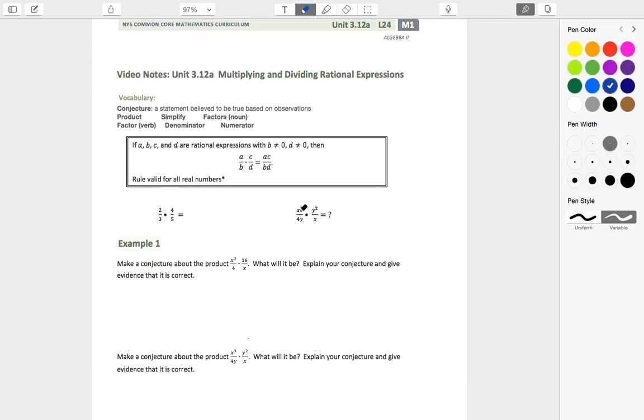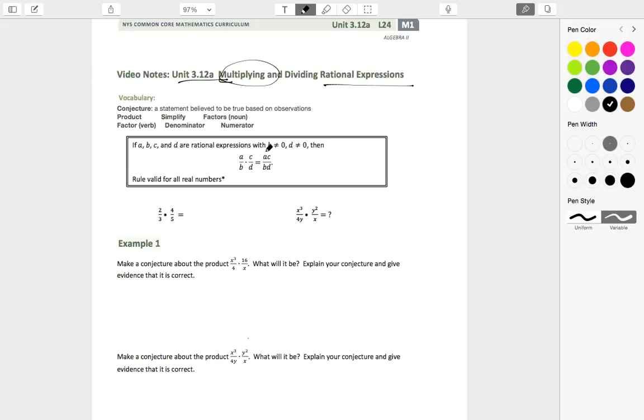Okay, hello. So today we're going to talk about multiplying rational expressions and dividing rational expressions. So this is part one of our video notes. The second video is going to talk about dividing rational expressions. Okay, so right here you can go ahead and title your notes, Unit 3.12a, multiplying rational expressions.